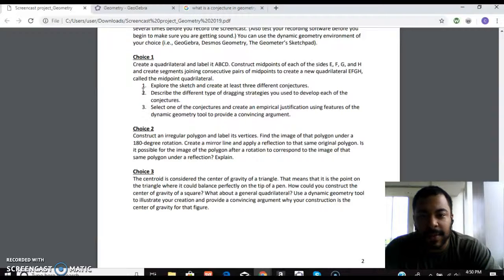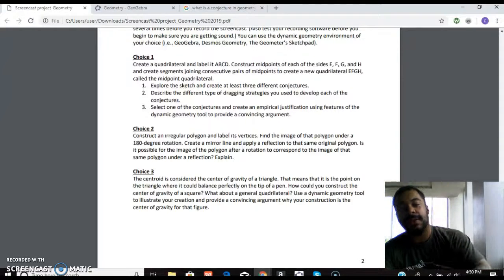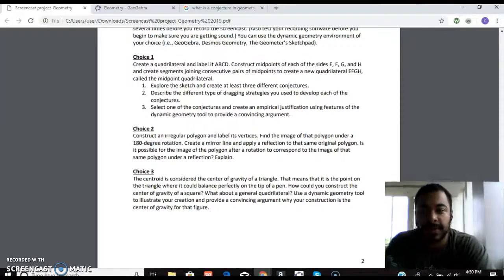Explore the sketch and create at least 3 different conjectures. Describe the different types of drafting strategies you use to develop each conjecture, and select one of the conjectures to create an impeccable justification using features of the dynamic geometry tool to provide a convincing argument.